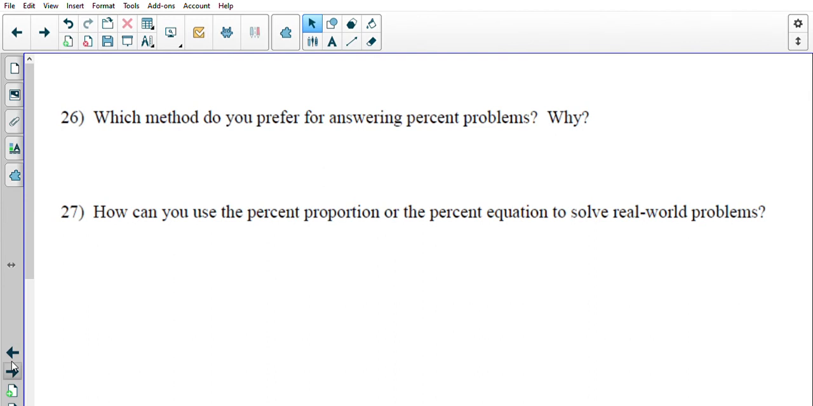So we will talk a little bit about how to solve real-world problems for these kinds of questions. We will actually use the percent proportion and use the percent equations.